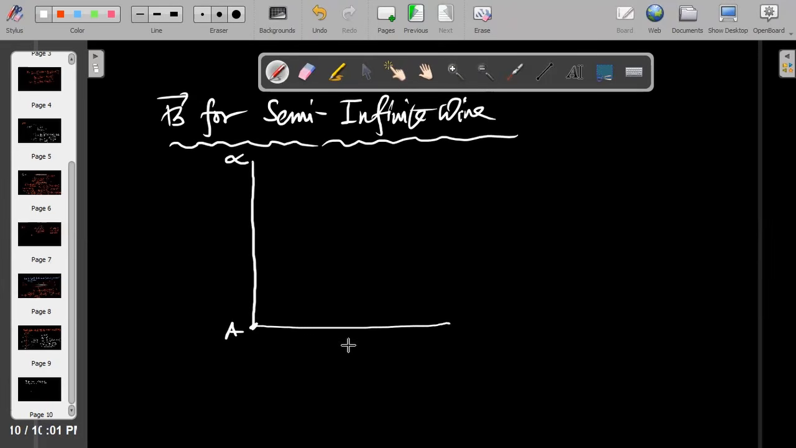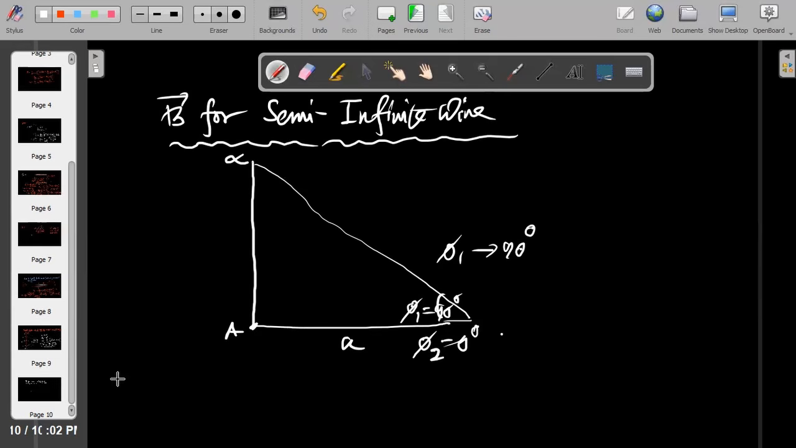And this distance is A, and obviously there will be some angle, right? This phi 1 will be tending to what? Phi 1 tends to 90 degree because the value is infinite here. But phi 2 here is 0 degree because we are not taking this one. So for phi 2, there will be no angle. So this is the point P. This is a special case we can write.